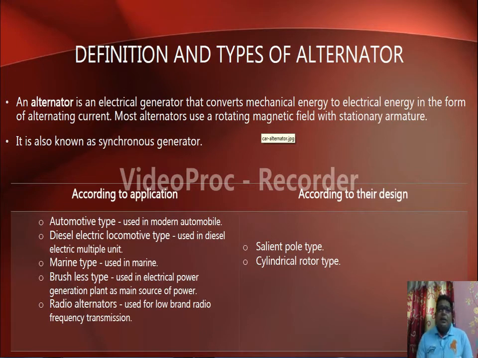Now, what is the difference between the DC generator and this AC generator? In a DC generator, after generation of alternating EMF, it is converted into DC, but here it remains the same. Here we generate an AC quantity and utilize that. What is the advantage of that? We can reduce the cost of construction of a generator. This is the reason why alternators are widely used in the market nowadays.